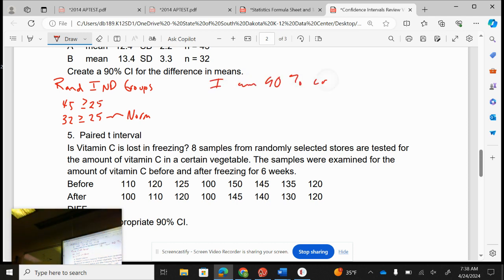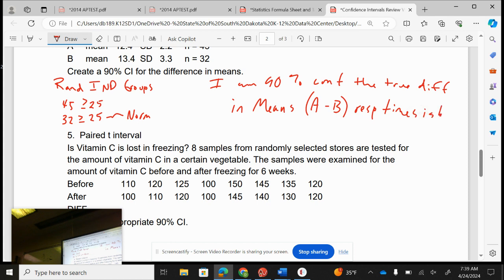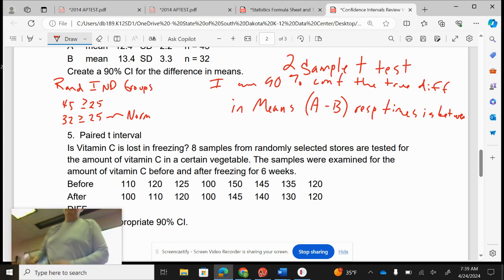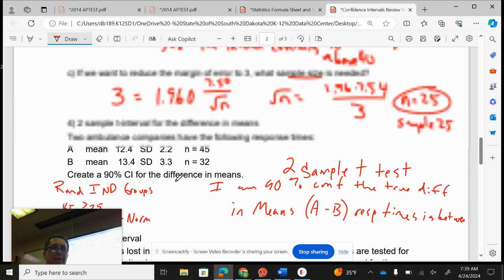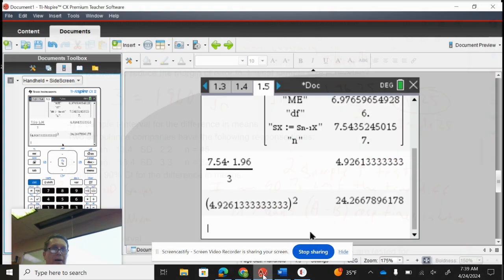I am 90% confident the true difference in means response times is between. Now, what test are we doing? We're doing the 2 sample t-test. I have it a lot where students will do a 2 sample z-test. It's not a z-test because these standard deviations come from the sample, not the population.